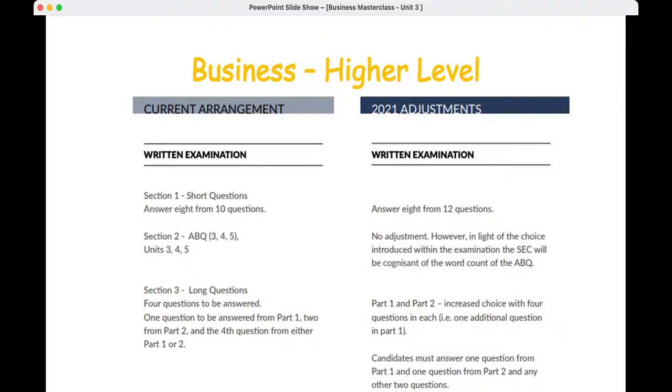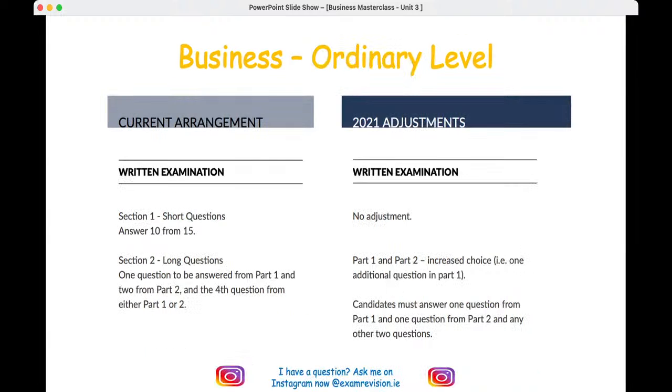If you're ordinary level, okay, so for short questions, there's no adjustments, and then there's been an increased choice for part 1 and part 2, where they've added on an additional question.